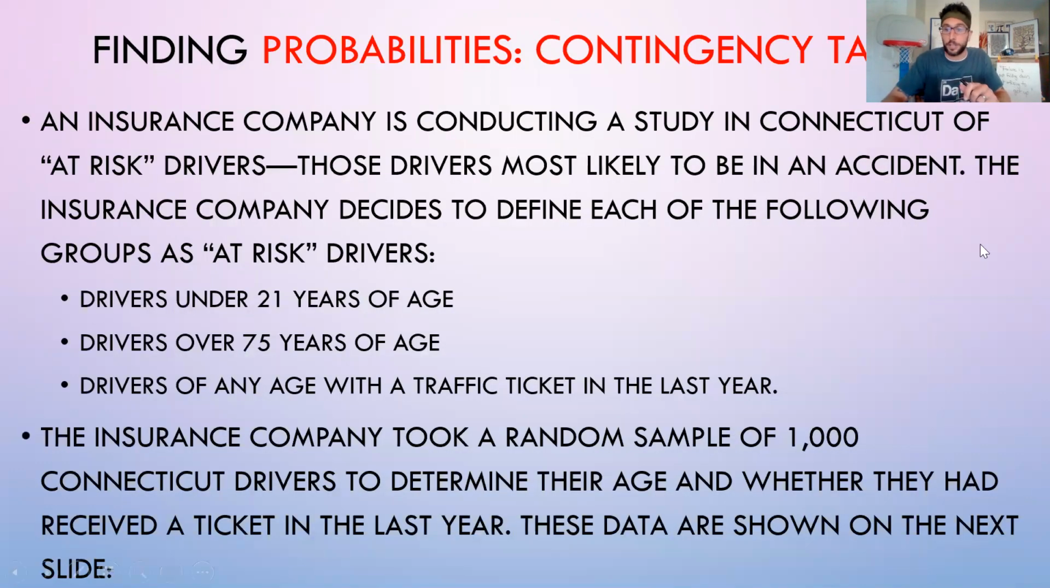All right, so here's our context, and we're just going to start working through some questions, and then that's it. So insurance companies conducting a study in Connecticut of at-risk drivers. At-risk is defined as people who are most likely to be in an accident. So the insurance company decides to define each of the following groups as at risk: if you're under 21, over 75, or if you have a ticket in the past year. So the insurance company takes a random sample of 1,000 Connecticut drivers to determine their age and whether they've gotten a ticket in the last year.